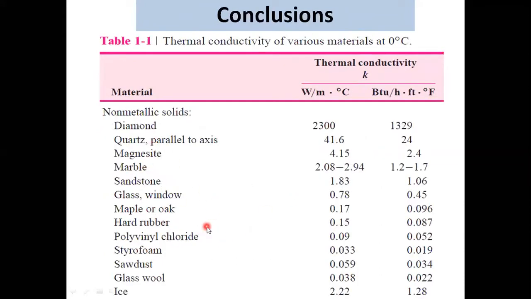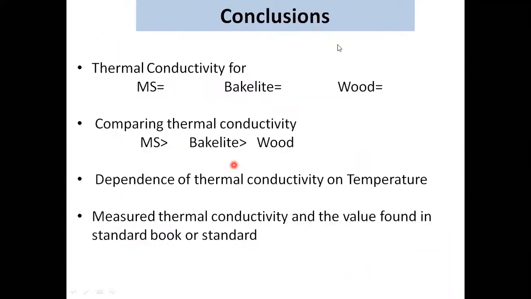So this is for non-metallic. For non-metallic, for diamond the thermal conductivity is very, very high. For glass it is around 0.7. Now, in conclusion, you can mention 3-4 points. For example, the thermal conductivity that you have measured from the experiments you can put here. For mild steel it is so and so, for bakelite so and so, for wood so and so, and you can put the thermal conductivity for the composite wall also.